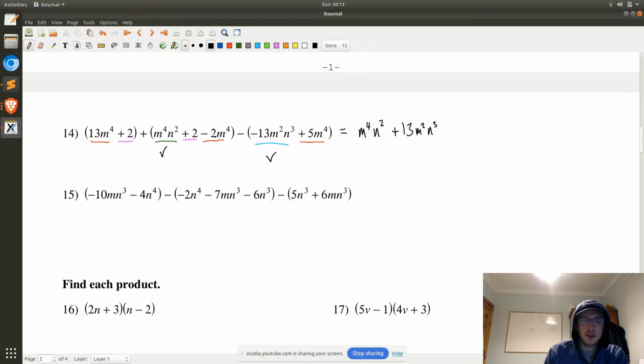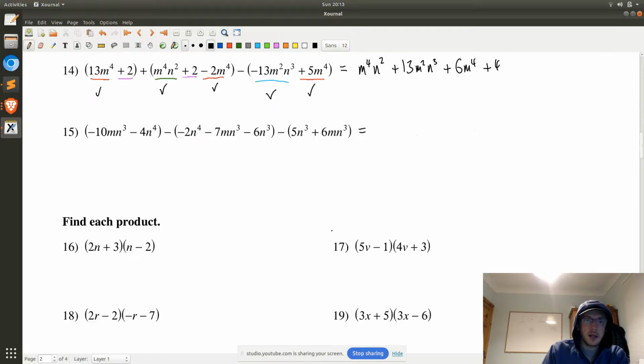Then the m to the 4 terms collect and gather. That'll be 11m to the 4. Take 5m to the 4, so that'll be 6m to the 4. Done, done, and done. 2 and 2 and 4. Great. Now here, mn cubed.